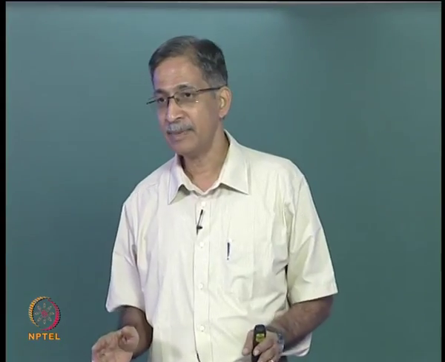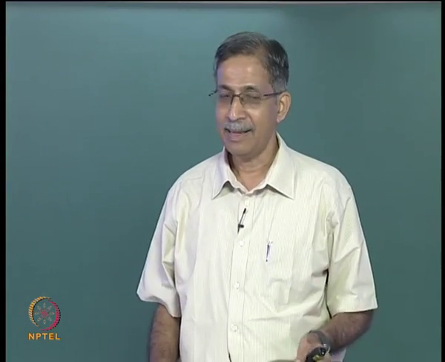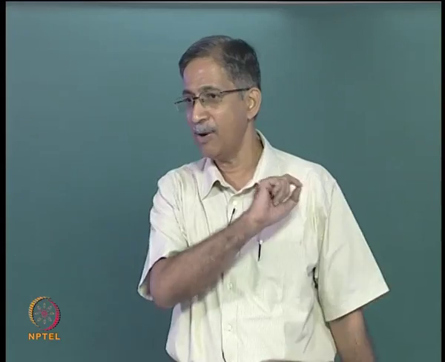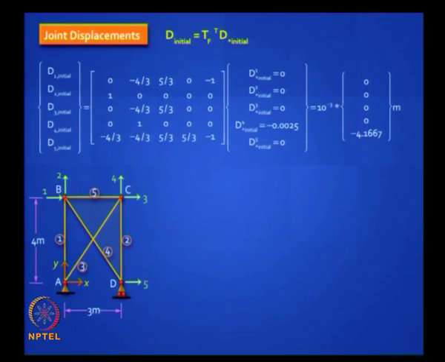Now, the F matrix is a beautiful matrix. It says, give me any load vector, and if I pre-multiply that load vector with the flexibility matrix, I get all the joint displacements caused by direct actions, not by indirect actions. So, give me any F1, F2, F3, F4, F5, if you have got the flexibility matrix, you will get the joint displacement. So, that is the next step, but before that, let us find out the contribution of the initial, the lack of fit.